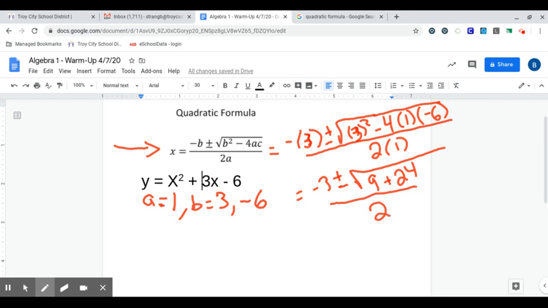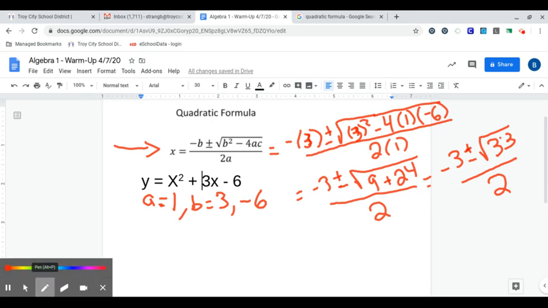And so this ends up being negative 3 plus or minus the square root of 33 all over 2. All right, so that would be your solution for this. Remember, in this case there are 2 roots or 2 x-intercept values with a parabola. So it's negative 3 plus the square root of 33 over 2, and negative 3 minus the square root of 33 over 2.